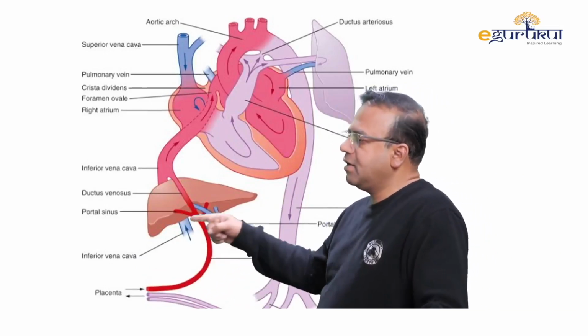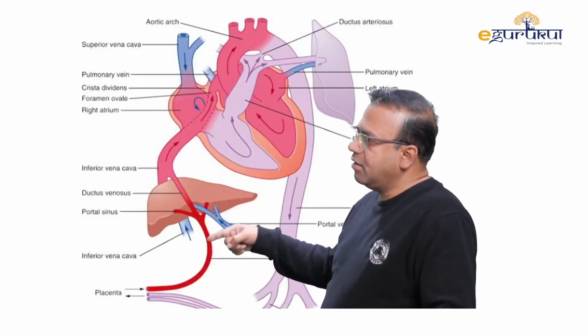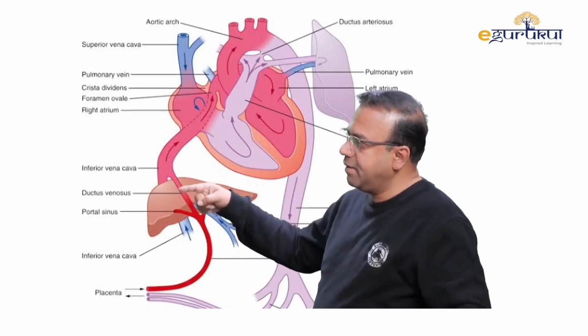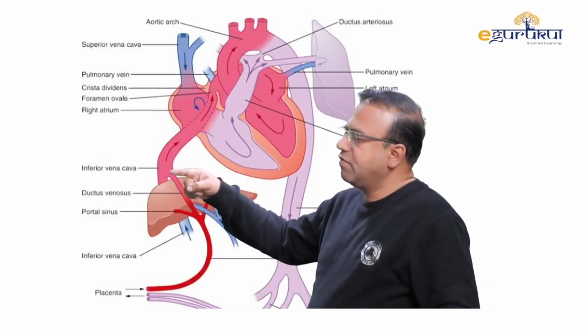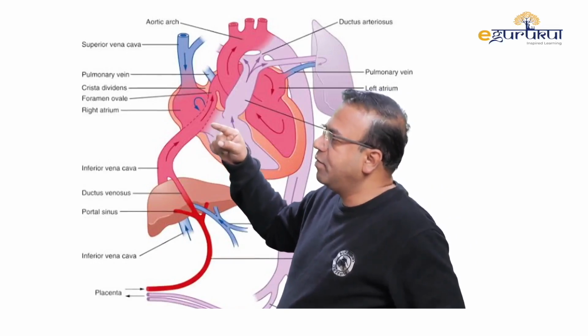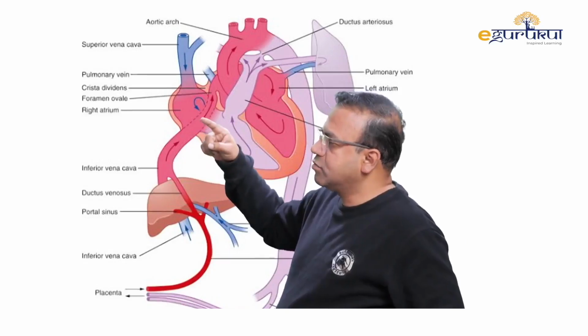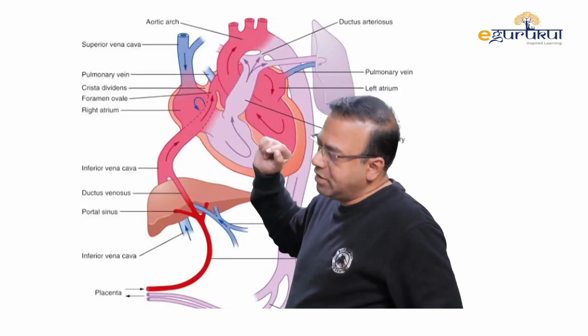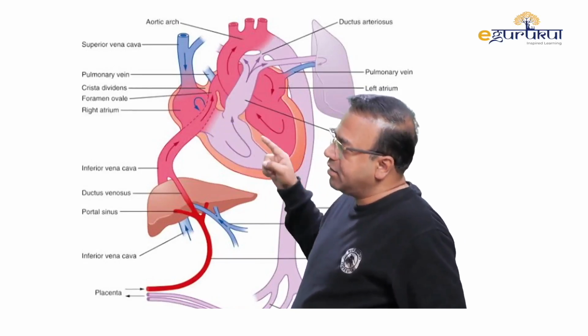So you can see the placenta, this umbilical vein coming, and this umbilical vein is going to give some supply to the hepatic vein as well as, through the ductus venosus, into the inferior vena cava. And this oxygenated blood is going through the inferior vena cava, opening into the right atrium. From the right atrium, because of the force with which it comes, it's going to enter into the left atrium. It's going to spurt into the left atrium. From the left atrium, the blood enters the left ventricle.